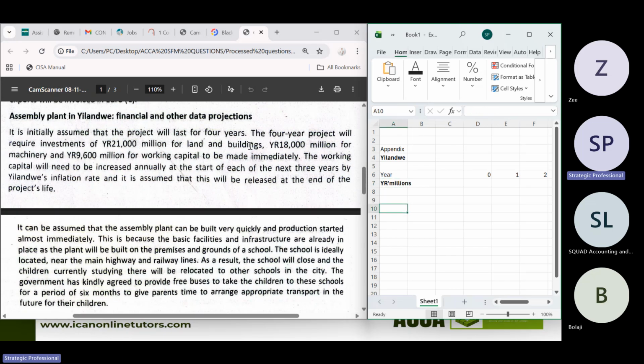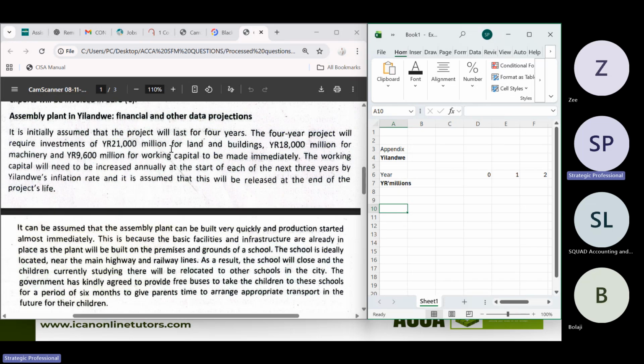So these are the costs of the investment, right? We have land and building, 21. We have plant and machinery, 18 million. And we have what? Working capital as what? As 96.